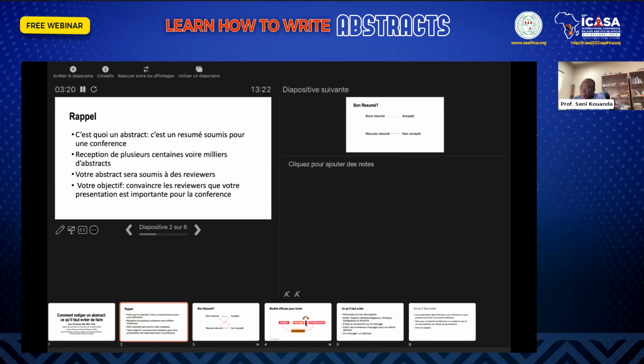L'autre point également, c'est qu'il faut savoir que les organisateurs de la conférence vont recevoir des centaines, voire des milliers d'abstracts. Quand vous prenez ICASA, surtout, ce sont des milliers d'abstracts qui sont soumis. Votre abstract fait partie des milliers et il faut sélectionner parmi ces abstracts ceux qui vont être acceptés et présentés oralement ou en poster aux participants de la conférence.